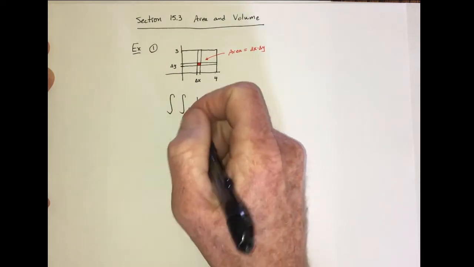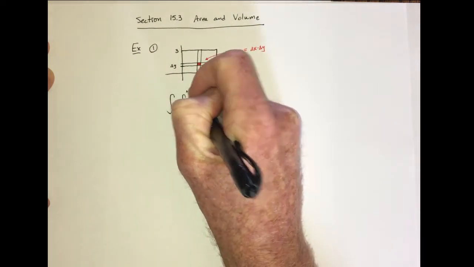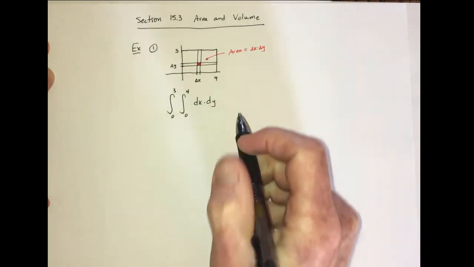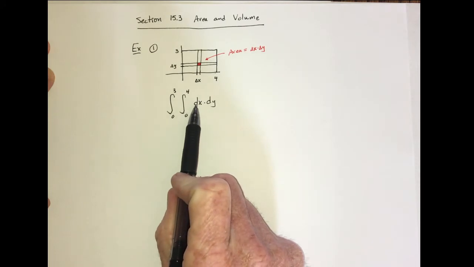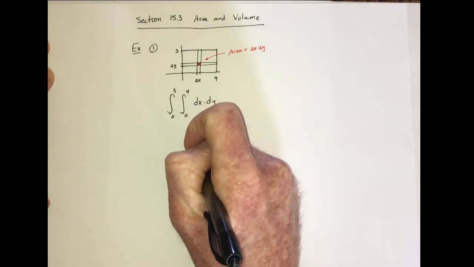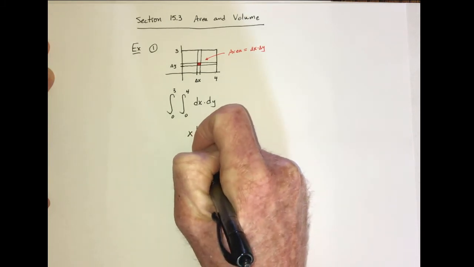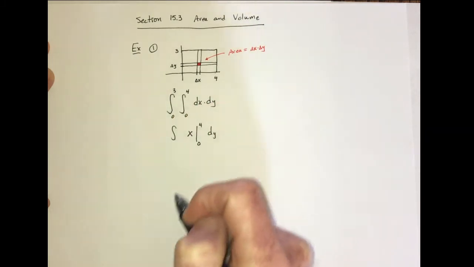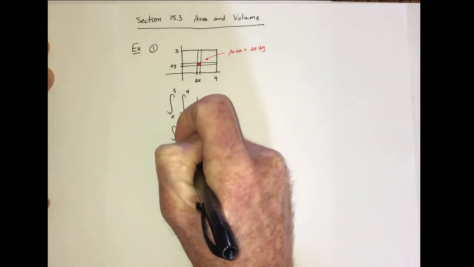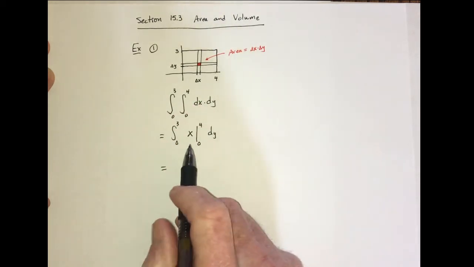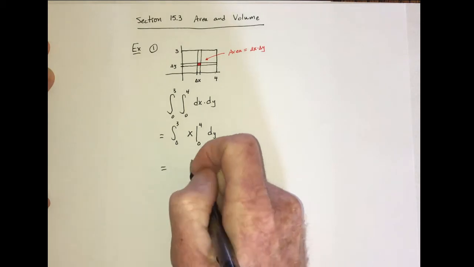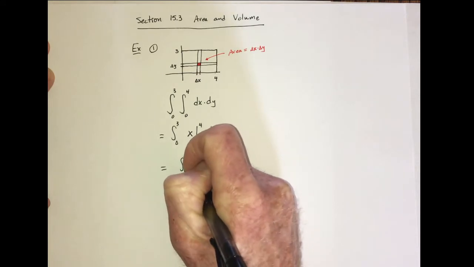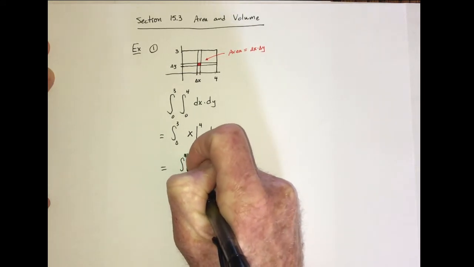So x is going from 0 to 4, and y is going from 0 to 3. And you start with this one first. So the antiderivative of dx is x, and then that gets evaluated from 0 to 4. And then there would still be integrate with respect to y from 0 to 3. And then evaluating this, that would be 4 minus 0, so that's just 4 times dy. Whoops, this is a 3.